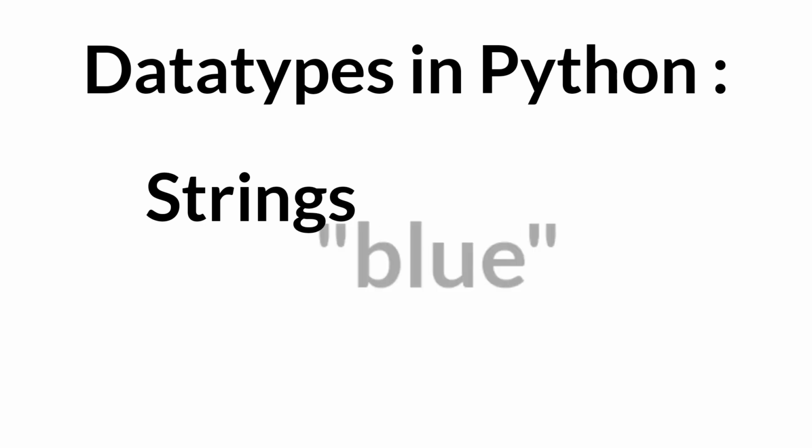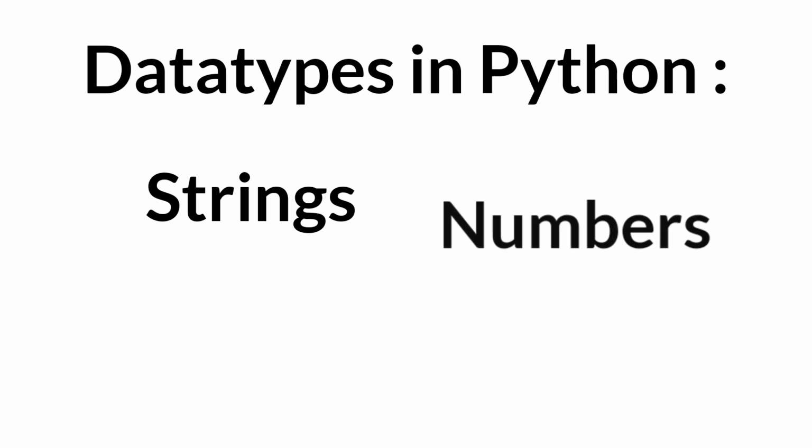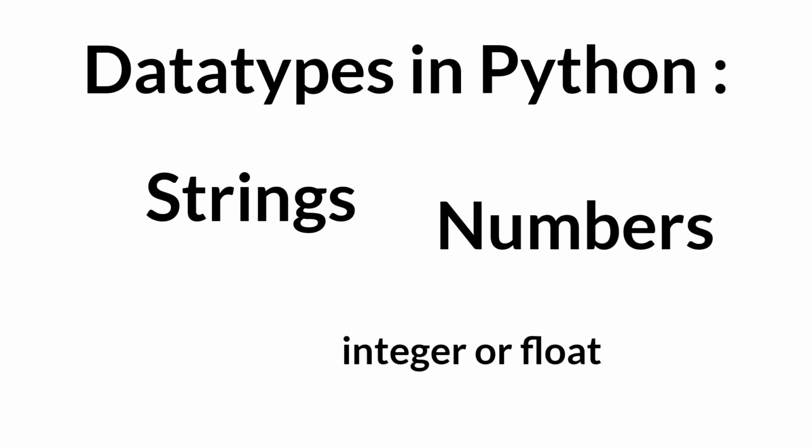The second one, the most important, is numbers. Numbers can be integers, which are whole numbers, or floats, which are numbers with decimal points. For example, 5 is an integer, okay? 3.14 is a float, okay?